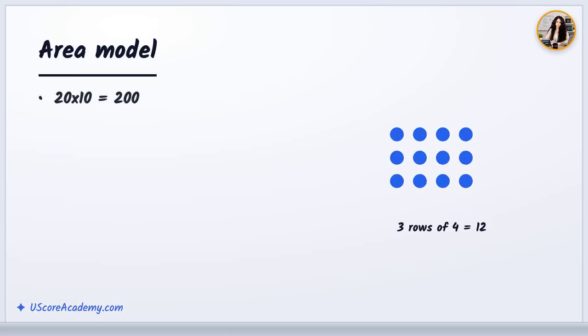Picture a rectangle split into 4 parts. 20 times 10 is 200. 20 times 4 is 80. 3 times 10 is 30. And 3 times 4 is 12. Each part is one piece of the answer.